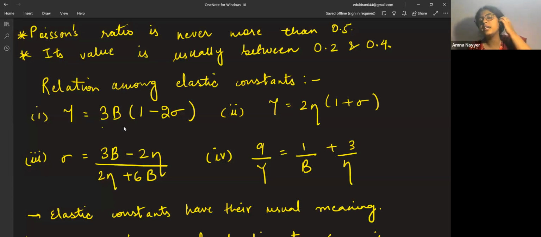Young's modulus is Y equals 3B into 1 minus 2 sigma. Y is equal to 2 eta into 1 plus sigma. Sigma is equal to 3B minus 2 eta by 2 eta plus 6B. 9 by Y is equal to, this is important. This I think you should remember, because this combines all these three.